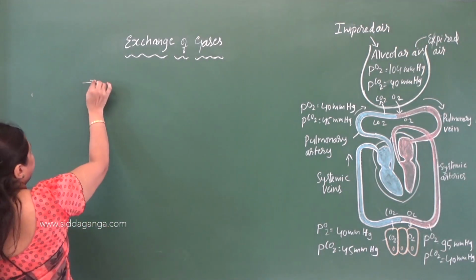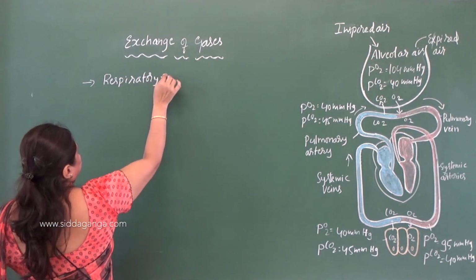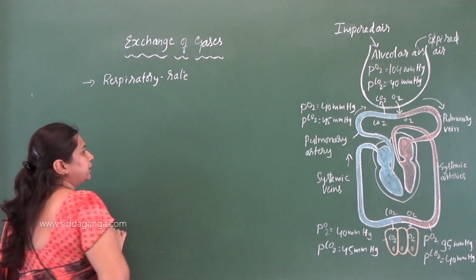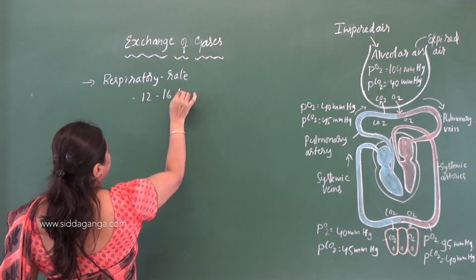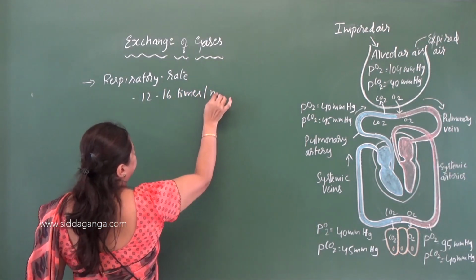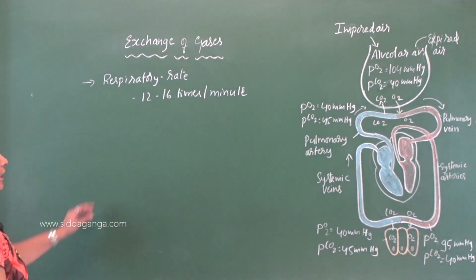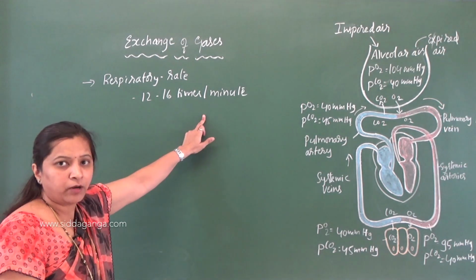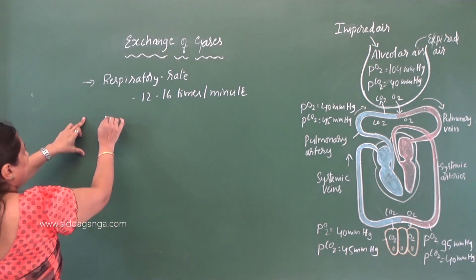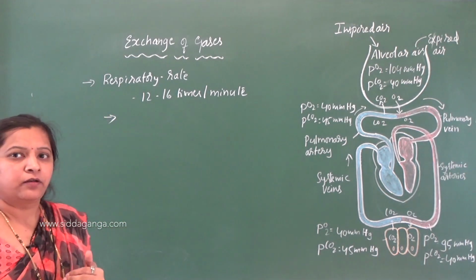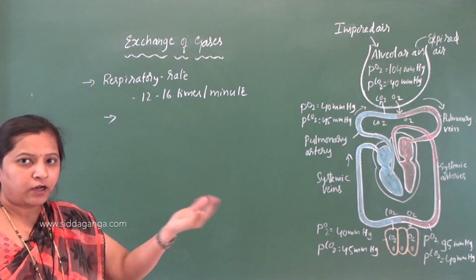So let me ask, what is the respiratory rate? How many times do we breathe per minute? We breathe 12 to 16 times per minute normally. So this is the normal respiratory rate. Every time we breathe, we take in oxygen and give out carbon dioxide.